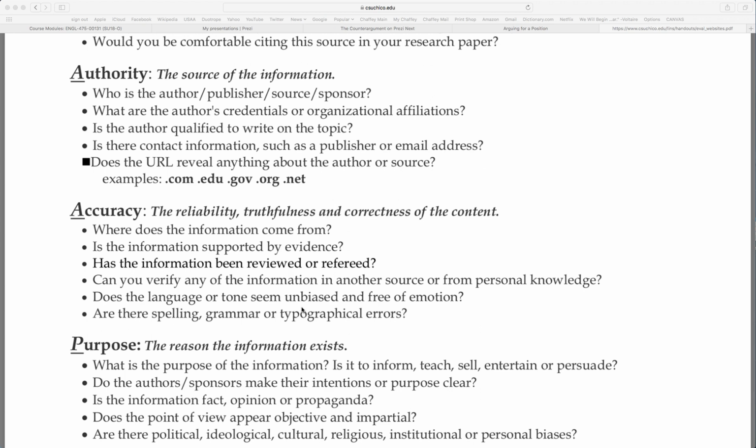Accuracy. So that means the reliability, truthfulness, and correctness of the content. This plays into authority a little bit. Sometimes people pay for particular research. Sometimes people pay for other information to be used in a particular way. I'll give you an example.